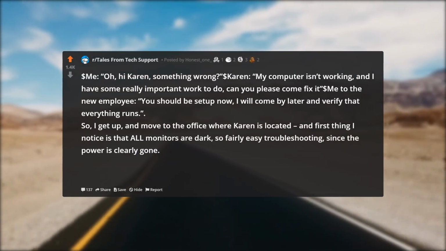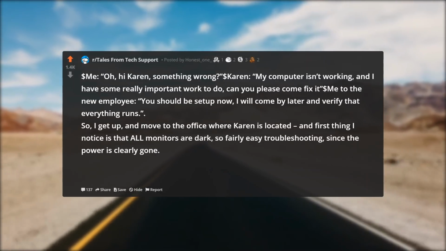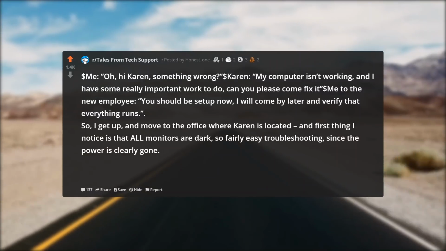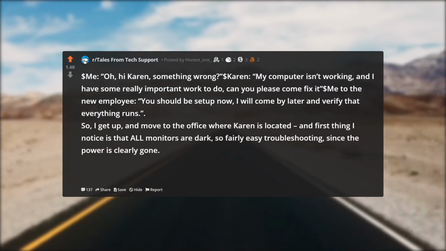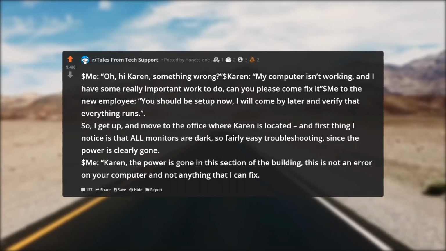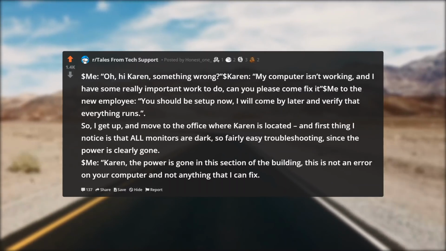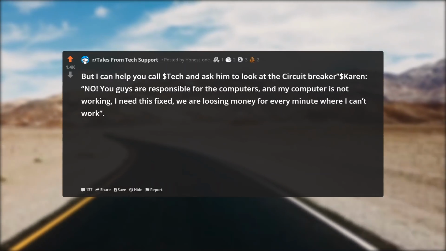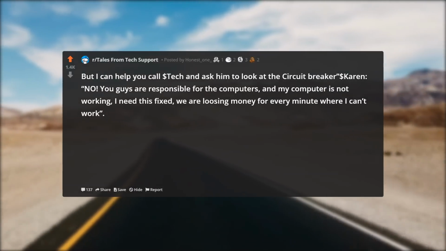So, I get up and move to the office where Karen is located, and the first thing I notice is that all monitors are dark, so fairly easy troubleshooting, since the power is clearly gone. Me: Karen, the power is gone in this section of the building. This is not an error on your computer and not anything that I can fix. But I can help you call $Tech and ask him to look at the circuit breaker.